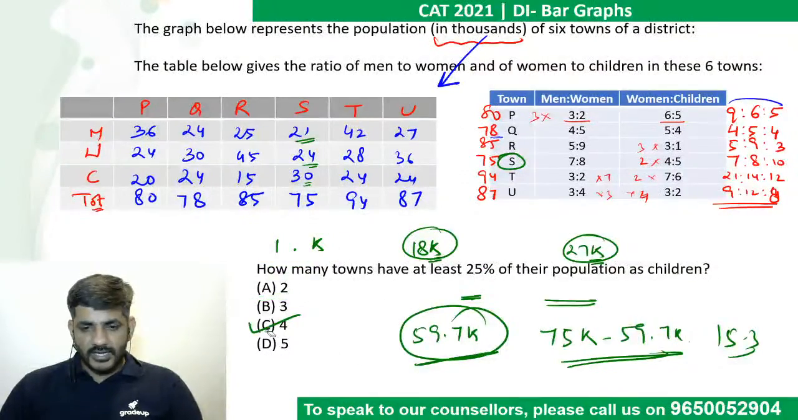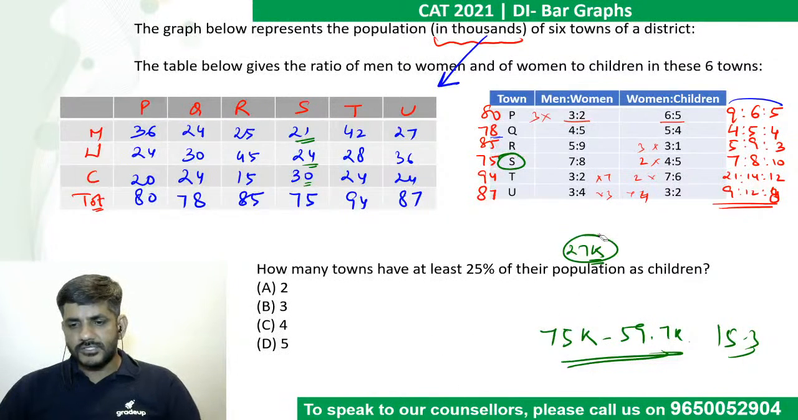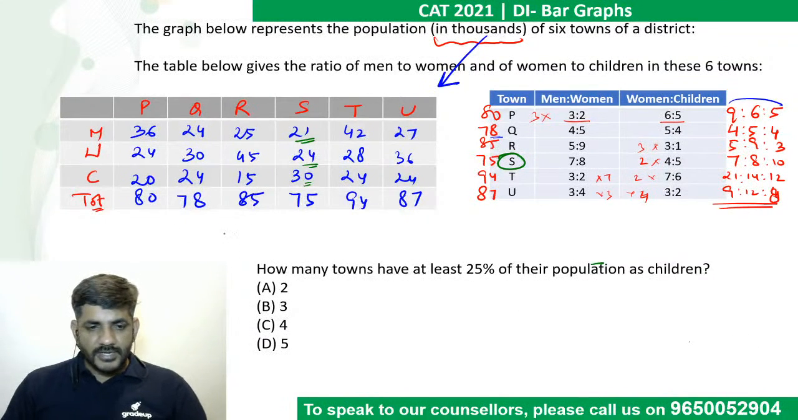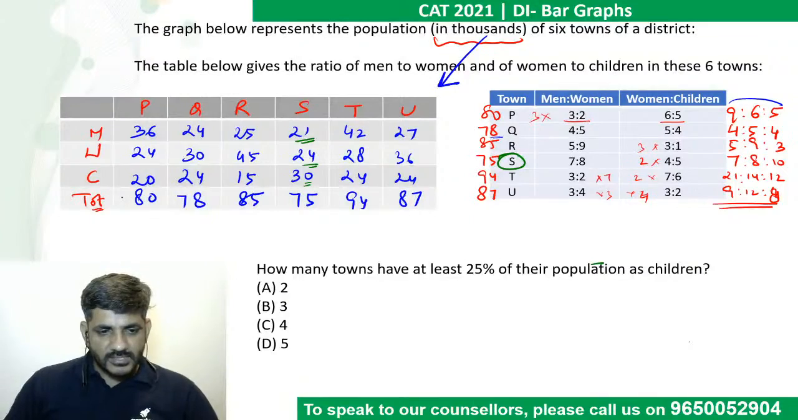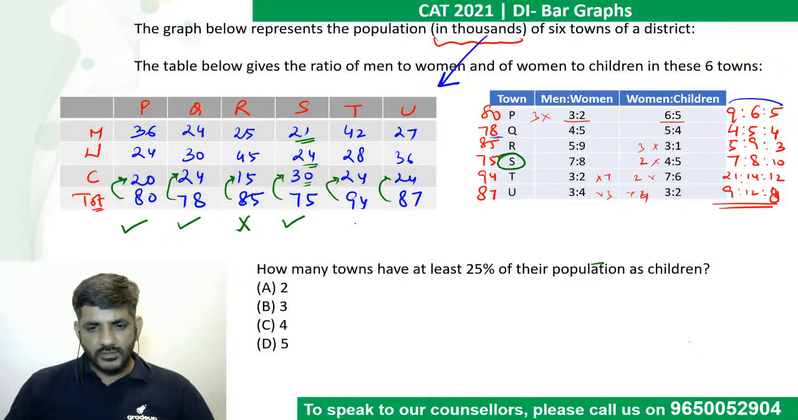How many towns have at least 25% of their population as children? So at least 25% of the population as children. Let's see. I just see here whether this is greater than 1/4 of it or not, right? In the first case, yes, it is exactly 1/4. In the second, it is greater than 1/4. In the third, it is less than 1/4, greater than 1/4, greater than 1/4, greater than 1/4.